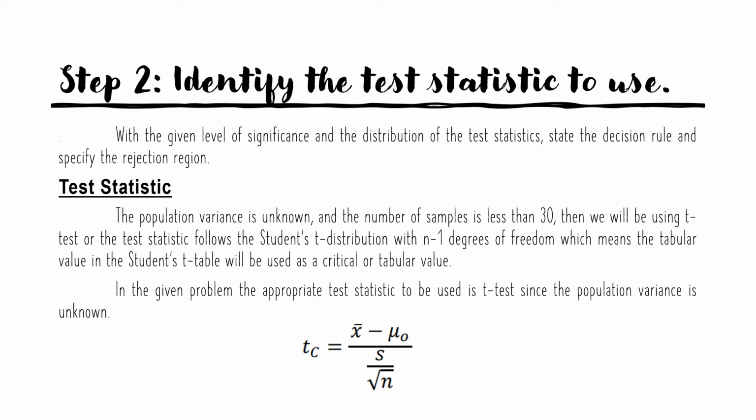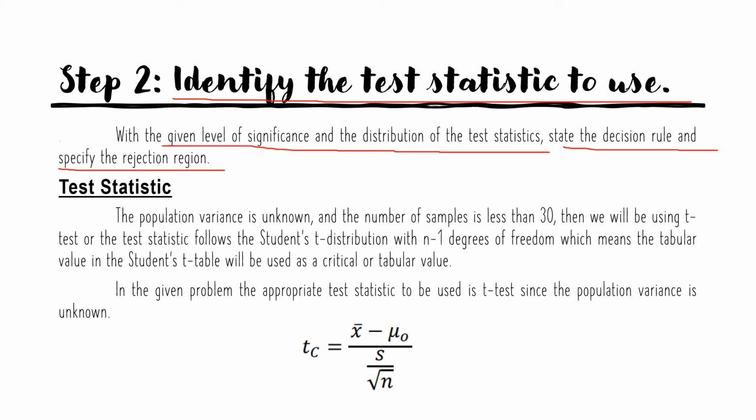For step number 2, identify the test statistics to use. So with a given level of significance and the distribution of test statistics, state the decision rule and specify the rejection region. So with the given values, what will be the appropriate test statistics that we can use for this example?